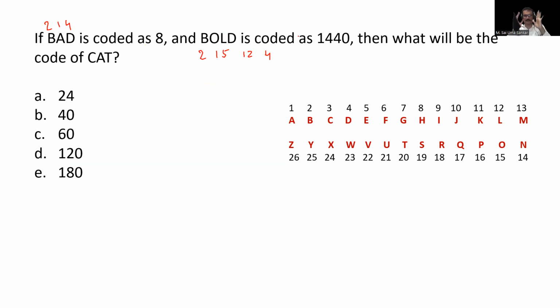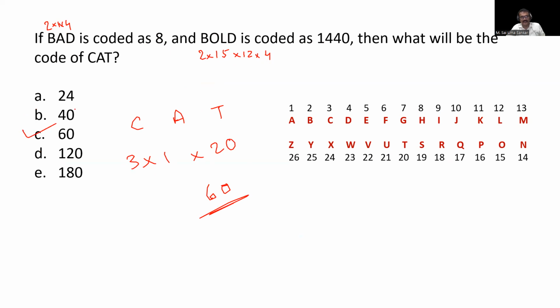It's very simple if you observe carefully. What is 2 into 1 into 4? That is equal to 8. And what about this one? 12 into 4, 48. 48 into 3, 144 into 10, 1440. So CAT is very simple: 3 into 1 into 20, that is equal to 60. Option C is the correct answer.